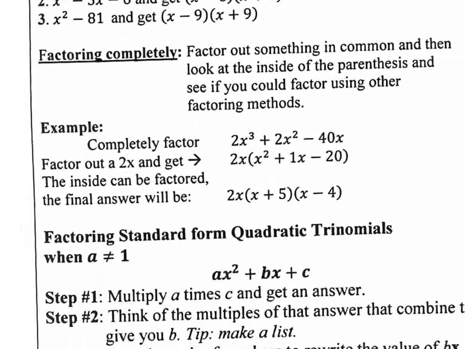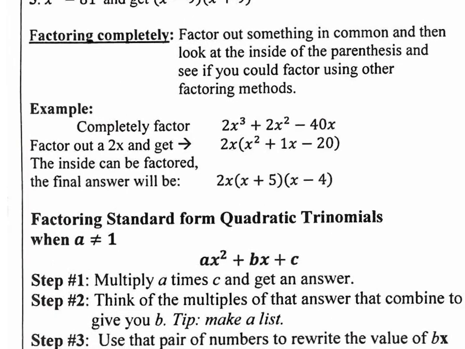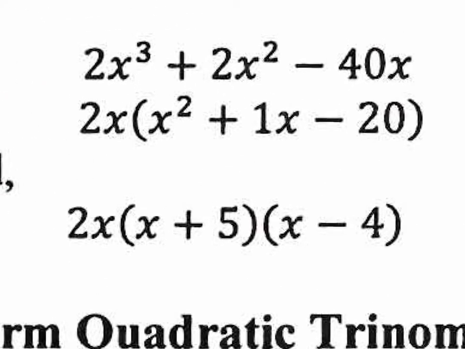There's also another method, factoring completely. What does that mean? Well, start with the first type of factoring that we learned, pulling out the GCF. If we look at this one right here, there are 3 terms. There's something in common in all 3 terms. Let's pull out that GCF of 2x, and whatever's left over, you write inside.